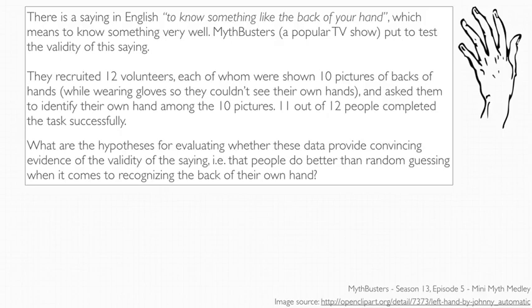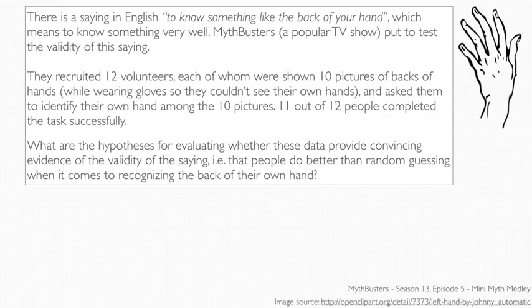11 out of 12 people completed the task successfully, meaning that they were indeed able to recognize the backs of their own hands. What are the hypotheses for evaluating whether these data provide convincing evidence of the validity of the saying? In other words, that people do better than random guessing when it comes to recognizing the back of their own hand.